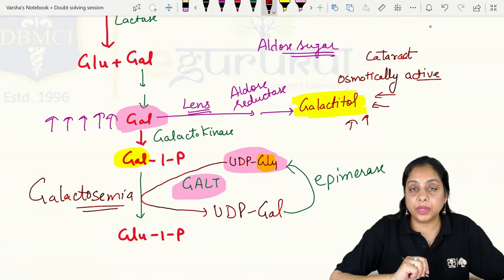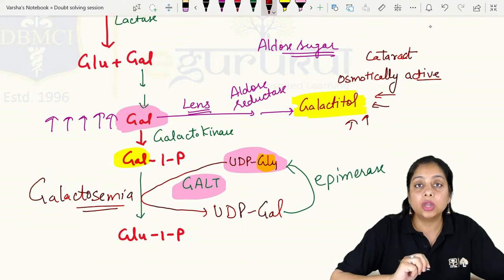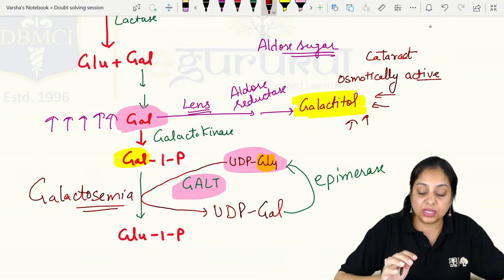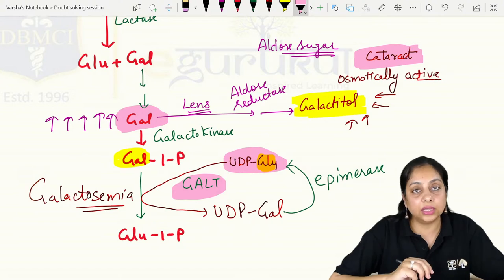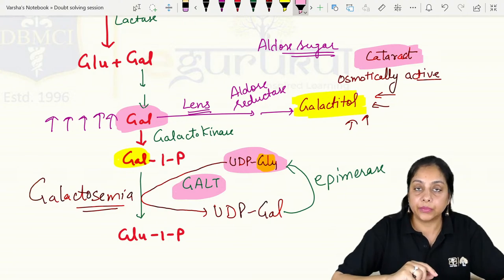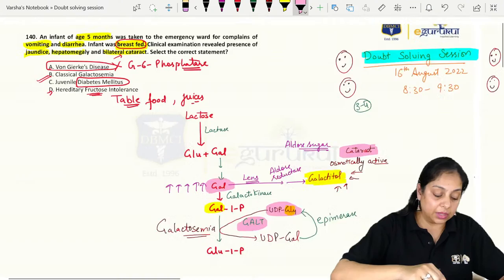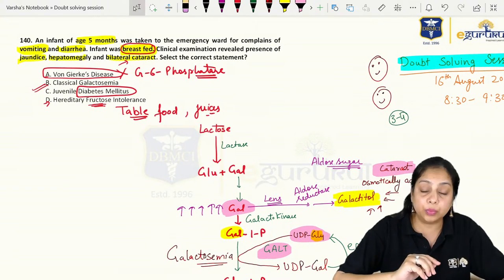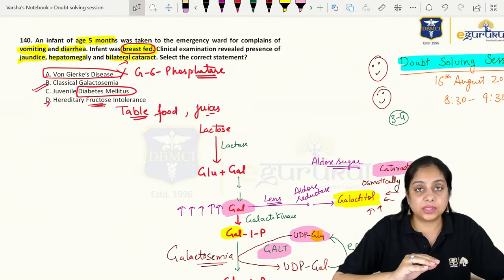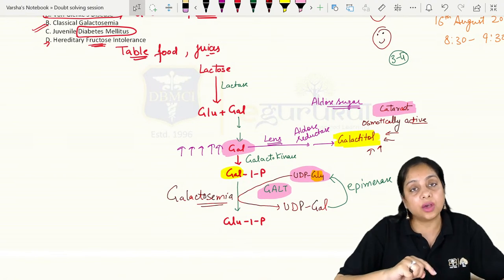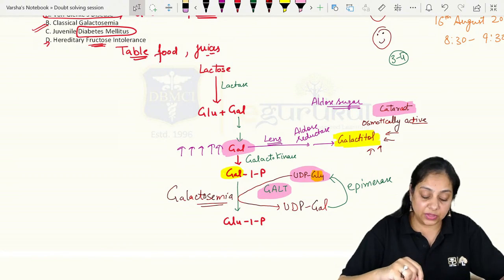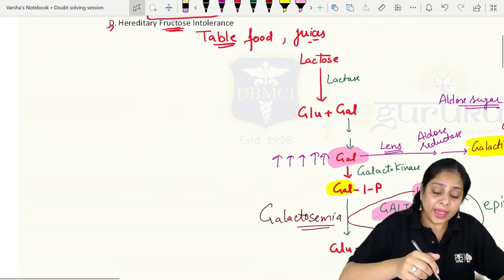That is how the patient suffering from galactosemia, or this enzyme deficiency, you will see the cataract, which is not seen in fructose intolerance and also not in von Gierke disorder, right? Every other symptom, the vomiting, diarrhea, jaundice, hepatomegaly, you will see in the clinical case scenario. Based upon the presence or absence of the cataract, you are going to make the difference, okay?